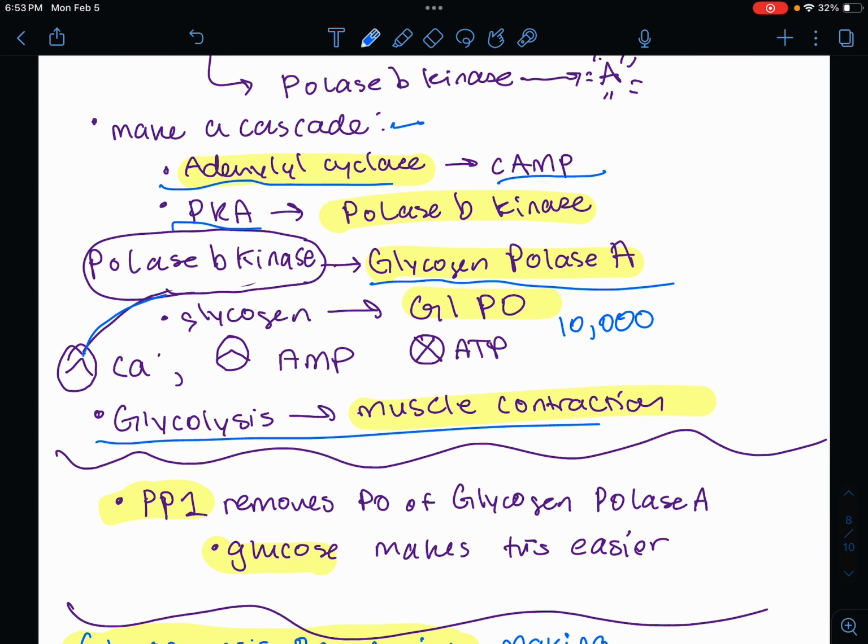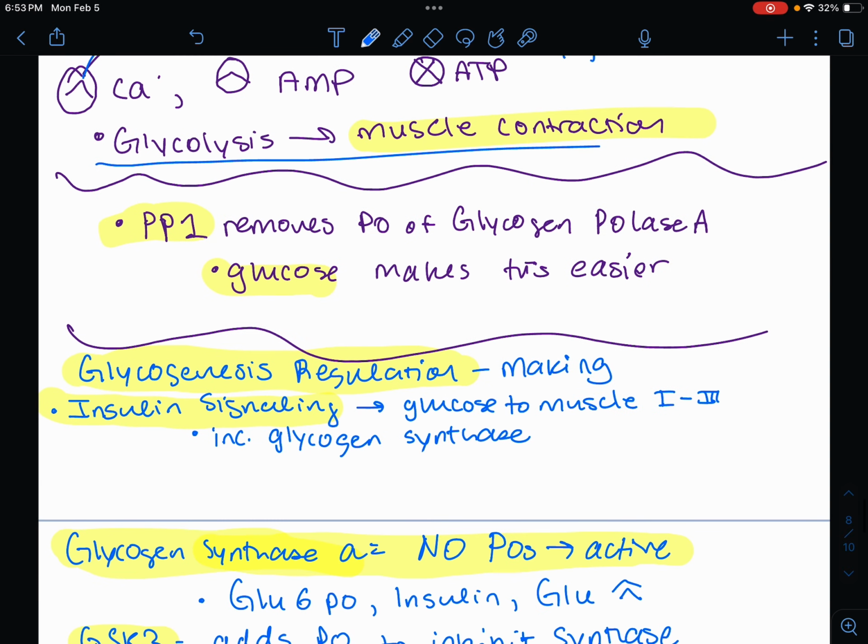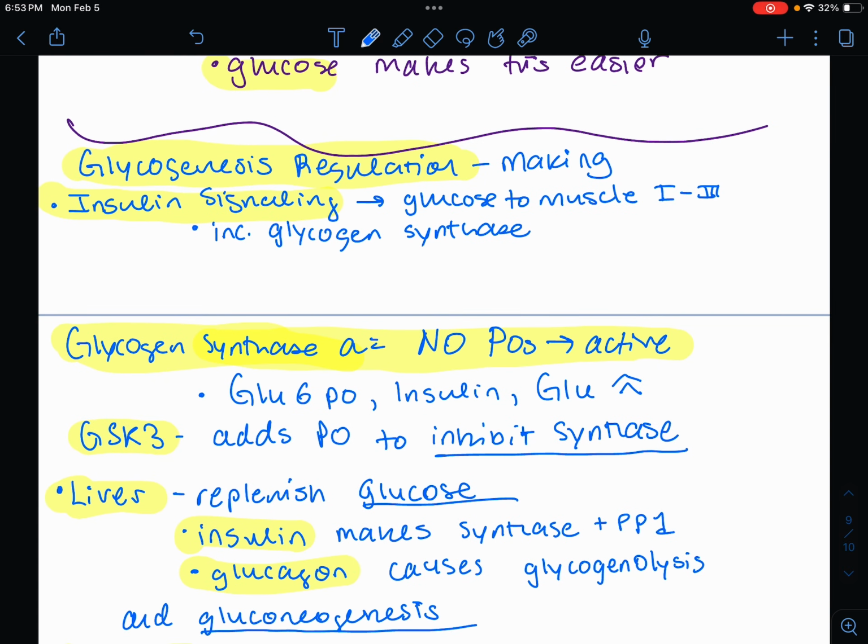All right, let's talk about phosphoprotein phosphatase 1, also known as PP1. It's the first PP. It removes phosphoryl groups from phosphorylase A and converts it to the less active form, phosphorylase B. This enzyme is also part of this system. Remember how we were talking about how phosphorylase A is active when it's phosphorylated by the kinase? Well, PP1 will take away those phosphate groups, and now it's phosphorylase B. It's less active. All right, let's talk about glycogenesis regulation. Sorry about that.